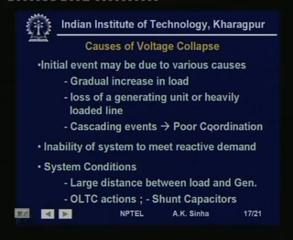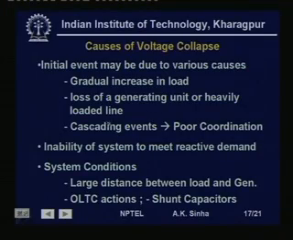Cascading events, that is, a tripping of a line, as we said, will overload other lines because the same power will now have to be transmitted through the other lines. That is, these other lines which were already carrying some power will have to now also share the power which was flowing on the line which got tripped, and therefore there is going to be further drop in voltages.